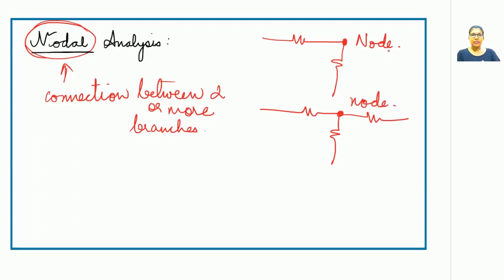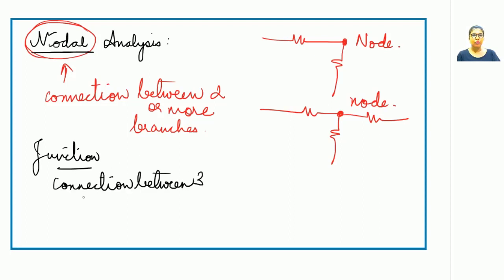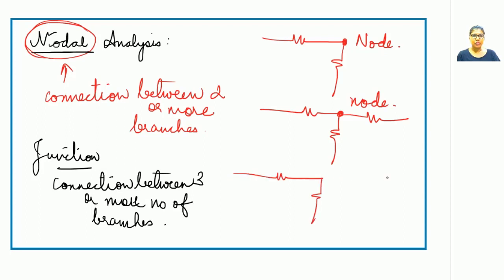Now there again, there is a basic difference between two words. One is node that we are already discussing over here. There is another word called junction. The meaning of junction is the connection between three or more branches. Say for example, here you have got three branches in this fashion. Let us have four branches. Then this is called a junction. This is again also called a junction. But now look over here.